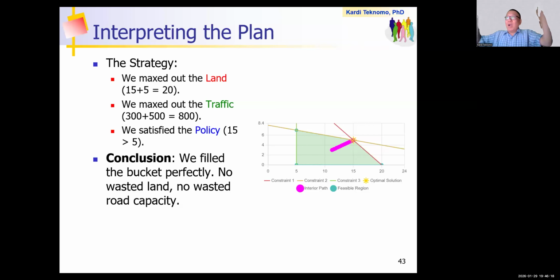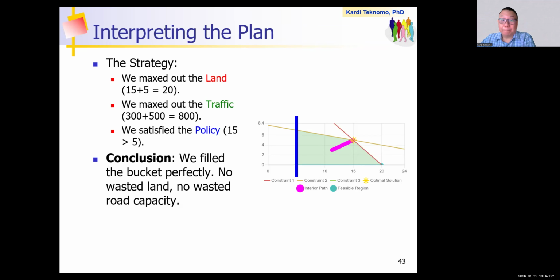So now you have the strategy. You max out the land with this 20, because 15 plus 5 is 20. You max out the traffic also, because 300 plus 500 is 800. And you also satisfy the policy, because 15 is larger than 5. In conclusion, we fill the bucket perfectly, no waste of land, no waste of road capacity. We didn't waste a single square meter or a single car trip. So it's a very tight design, and tightness implies efficiency. But be careful when you over-optimize like this, because there is no redundancy. It is not robust. If something happens, there will be a domino collapse.